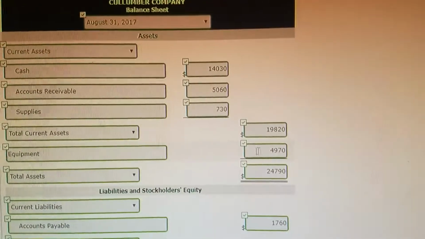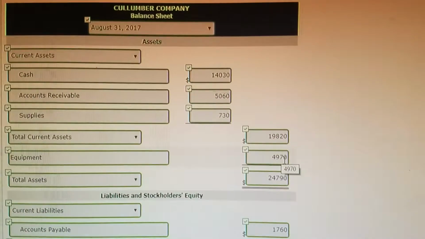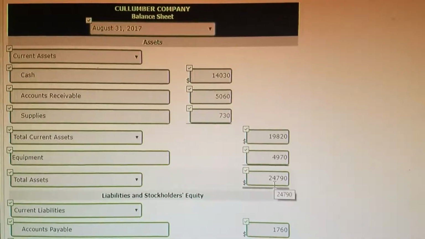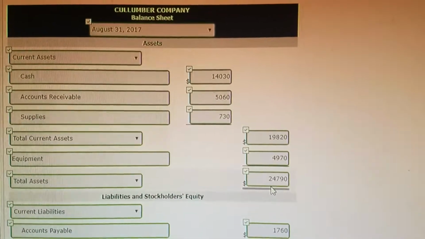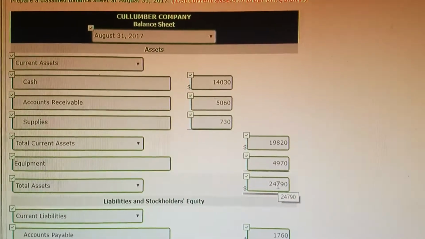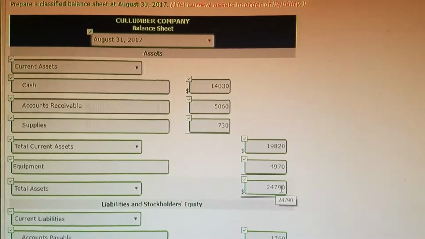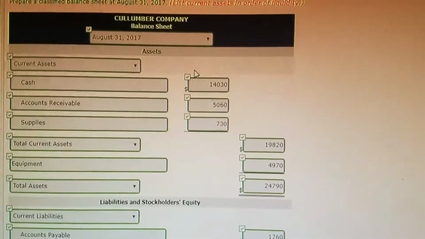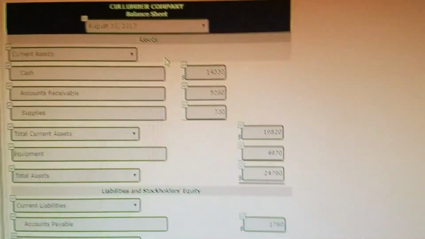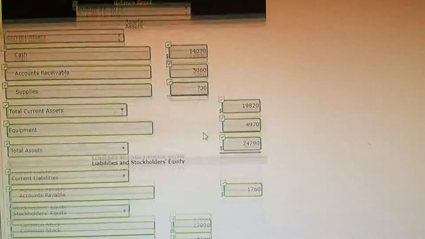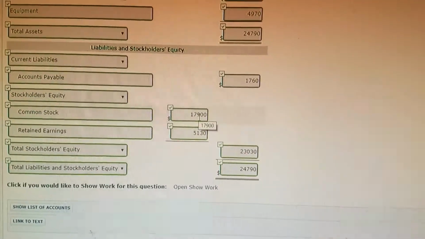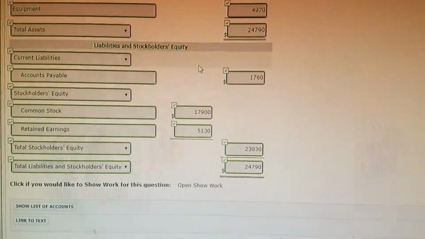We add the equipment balance 4,970, having a total assets of 24,790. So this is our total company acquisitions, and we are going to move next to liabilities and stockholders' equity.